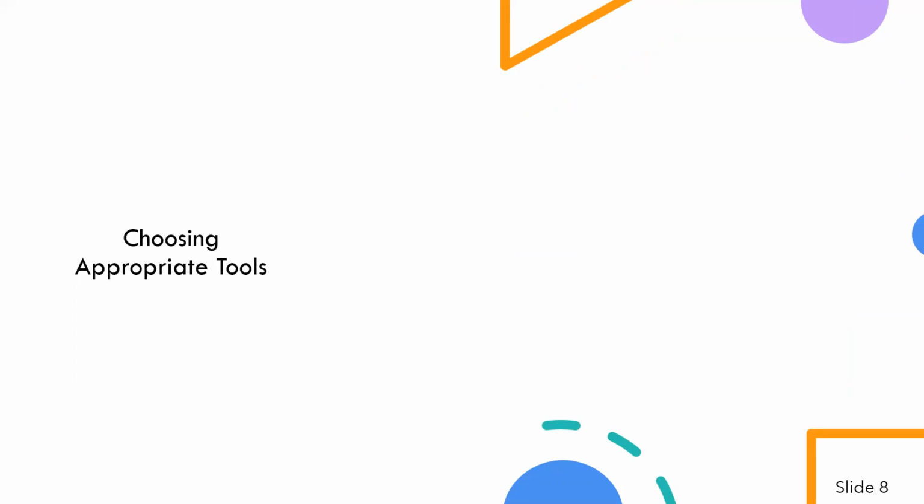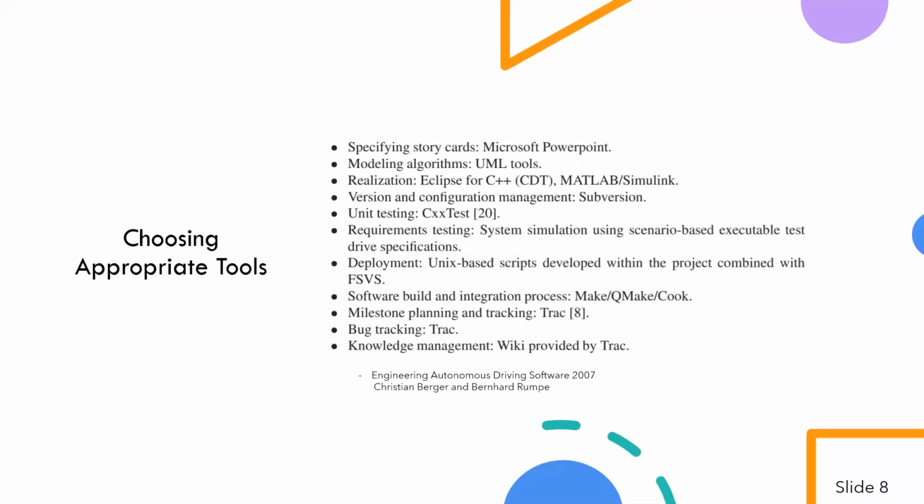Regardless of the process we use, if we do not use the right tools, software development becomes much more difficult and time consuming than it already is. Here is a tool set described by Christian Berger and Bernhard Rumpe in their 2007 paper, Engineering Autonomous Software.